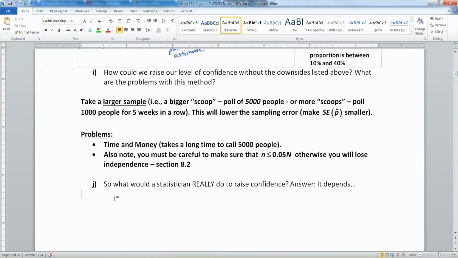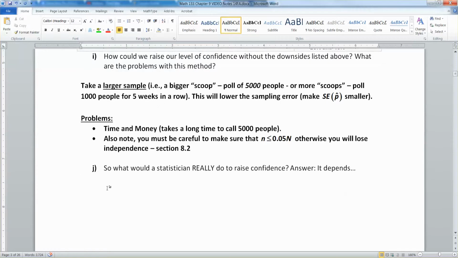So then the question becomes, well, what do statisticians really do? Like, how do they raise their confidence level? And the answer is, it depends, right? It depends on the time and money available, always, right? It also depends on the error level that the people can live with, right?